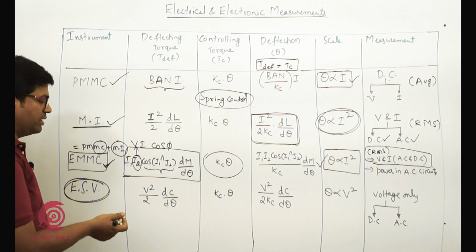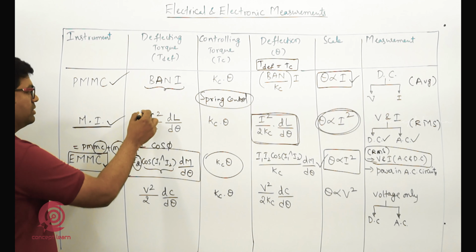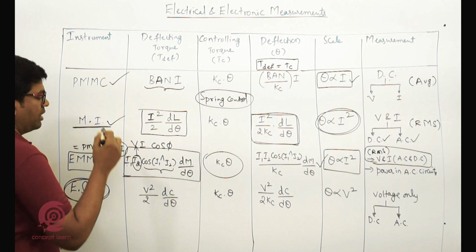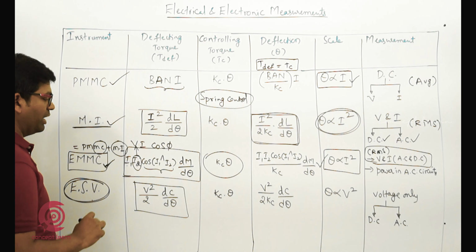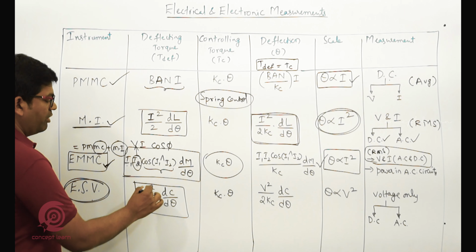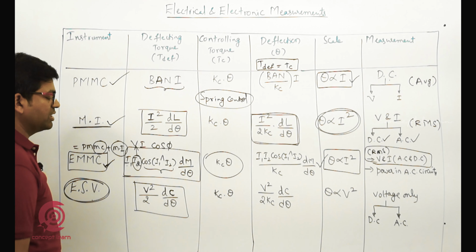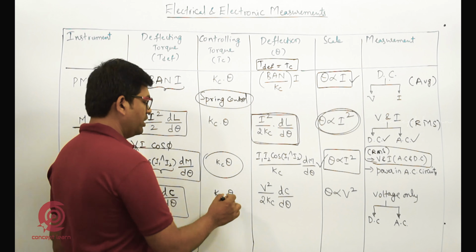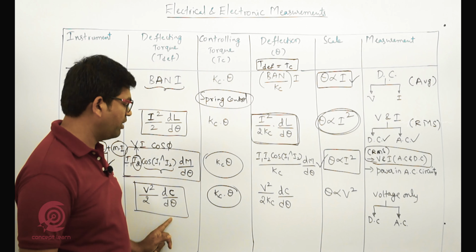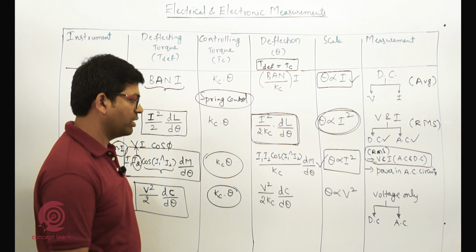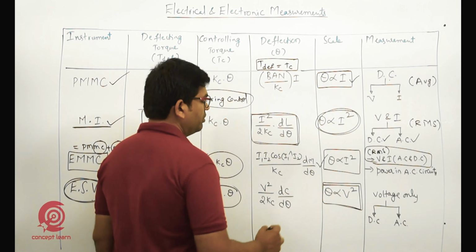Electrostatic voltmeters are similar to the moving iron type instrument, but they work based on the voltage, on the electrostatic effect, right? V square by 2 dC by dθ, which is the change in capacitance with respect to deflection. When you consider the spring control method, this is the result when you equate deflecting torque and controlling torque. Here also we got a nonlinear relation, theta proportional to V square.